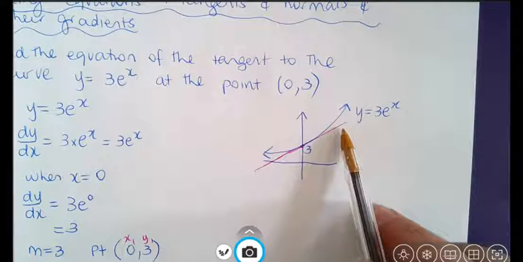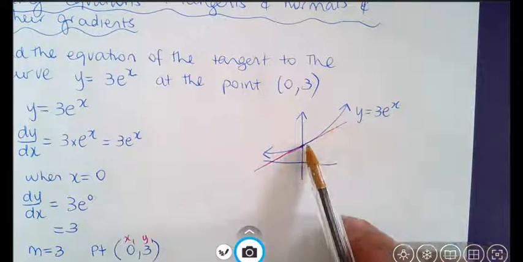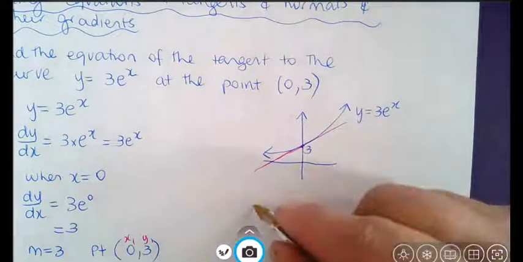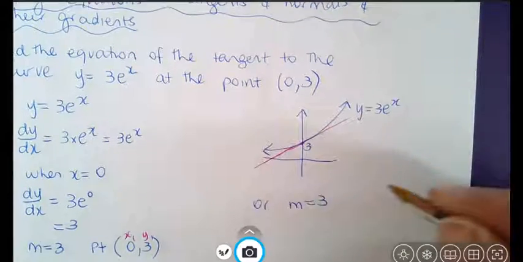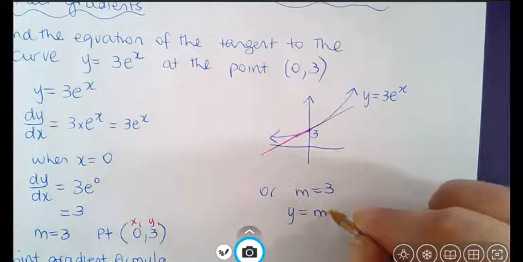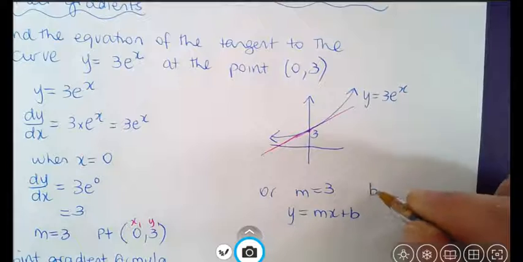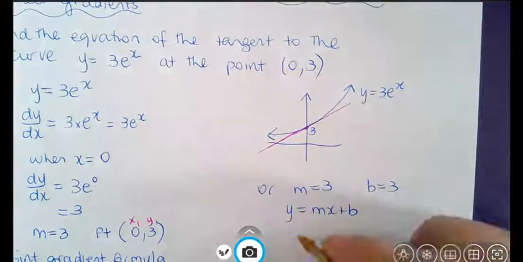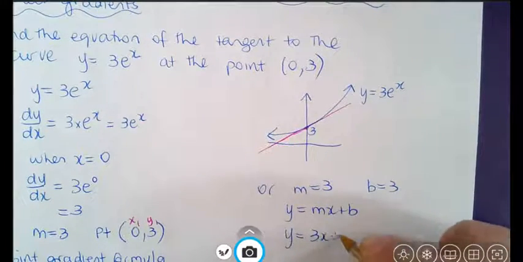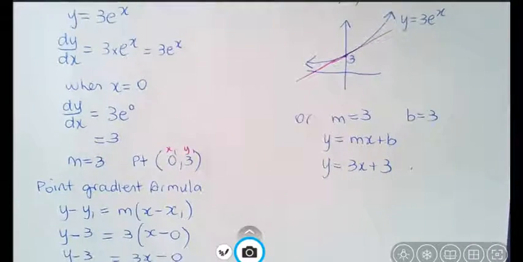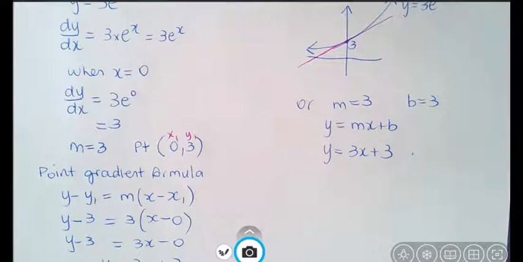Makes sense. The gradient of the line's 3. You know, we could have just done y equals mx plus b. The gradient's 3 and the y-intercept's b. Or we could have just gone, the gradient's 3, this is a straight line, I know that the y-intercept is 3. I can see it there. So it's just 3x plus 3. It doesn't matter. There aren't going to be many that you can do that way.